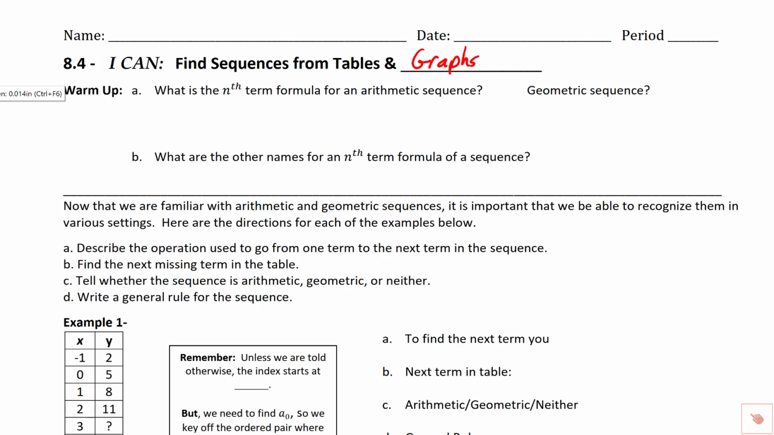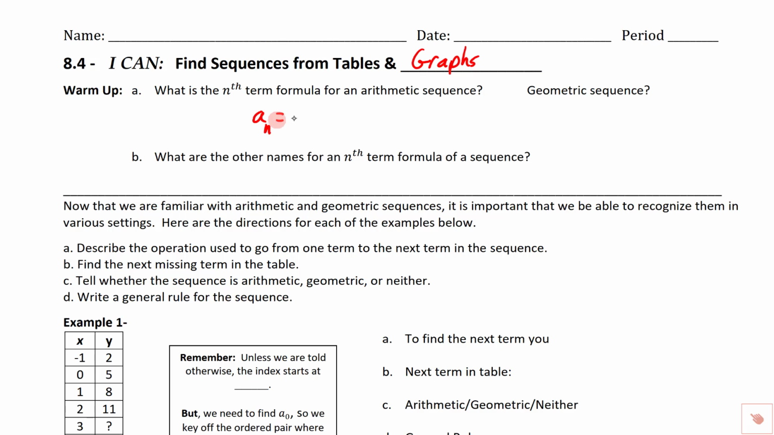Okay, this is section 8.4. We're going to be talking about how we can use sequences and figure out what the sequence is just based off a table or a graph. So as a warm-up, we're going to write down the nth term formula for an arithmetic sequence and a geometric sequence. So hopefully we've got these memorized at this point.